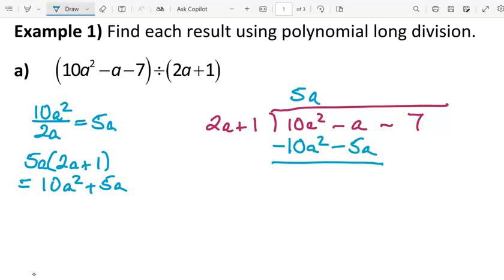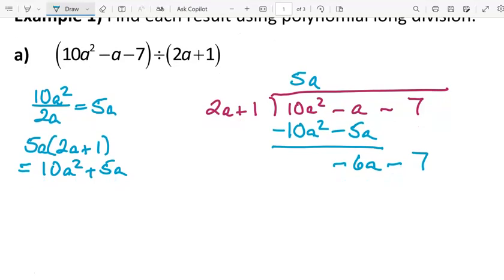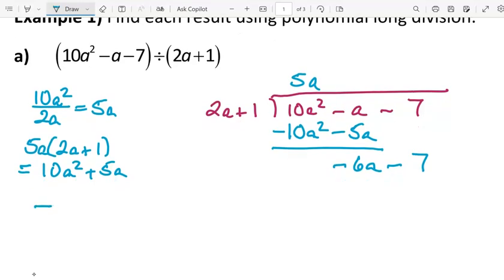All right, 10a squared plus negative 10a squared is 0. Negative a minus 5a is negative 6a. Now I'm going to bring down the minus 7, and my next step is to divide again. So I'm going to divide that first term, negative 6a, by the first term of the divisor, 2a, and that will give me negative 3. Oops, I made a mistake there, that gives me negative 3.